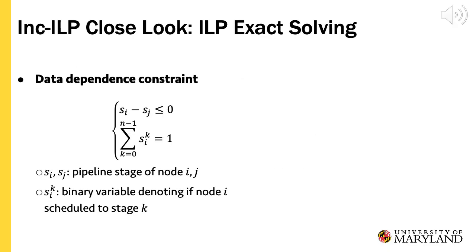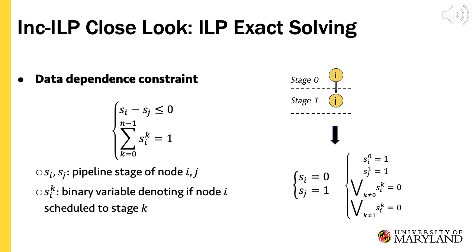The data dependence constraints are formulated as follows. For each edge Eij that directs from node i to node j, dependence formulation is required to make sure node j can be executed only if node i is completed. So Si minus Sj should be less than or equal to 0, if we use Si and Sj to represent the stage of node i and j.